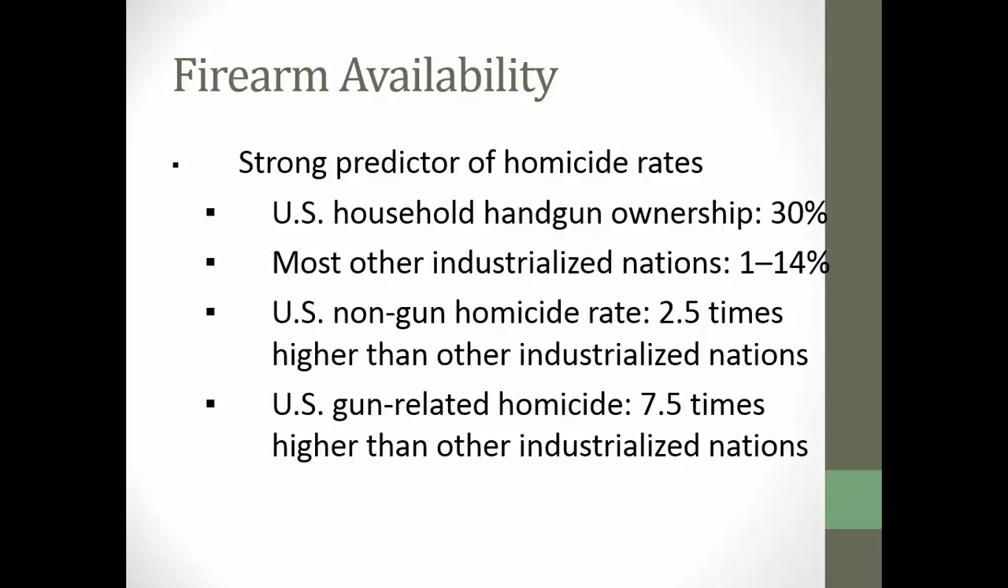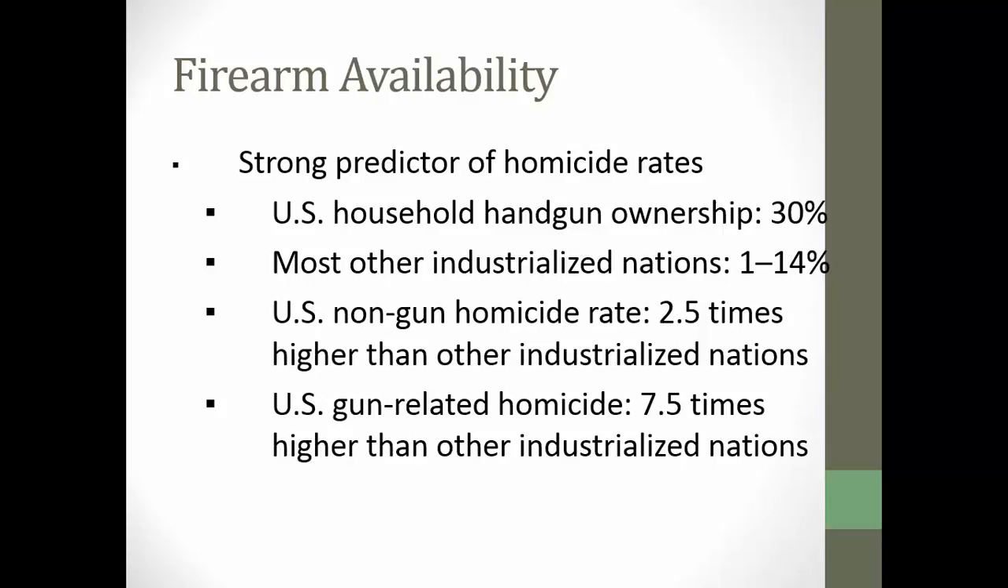It is true that the U.S. has exceptionally high gun ownership rates, and especially handgun ownership rates. Our General Social Survey finds that roughly 30% of households have a handgun. In other countries, that number ranges from 1 to 14%. So we are at least 2 times, and for most countries 5 or 6 times, more likely to have handguns in the house. And that's just one measure of how available firearms are in the country.